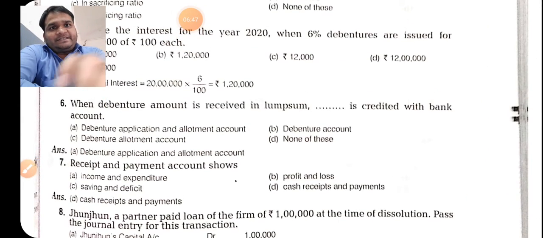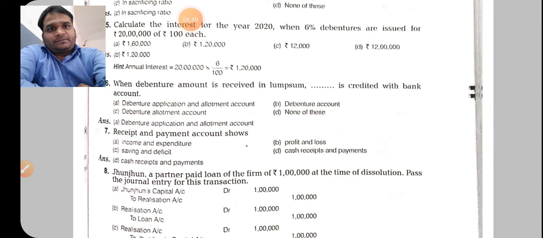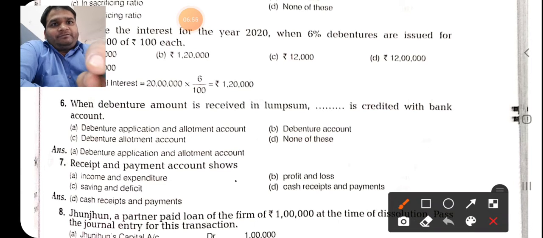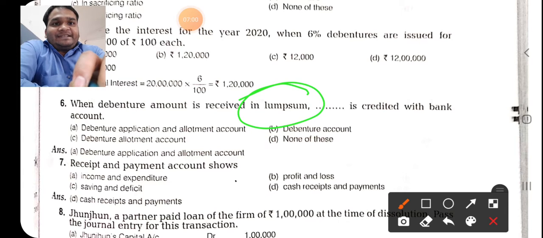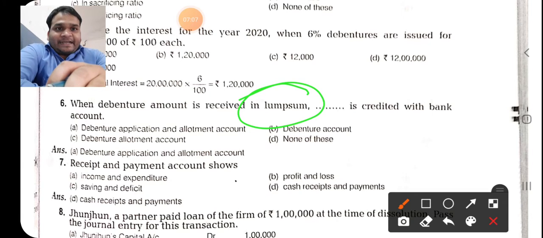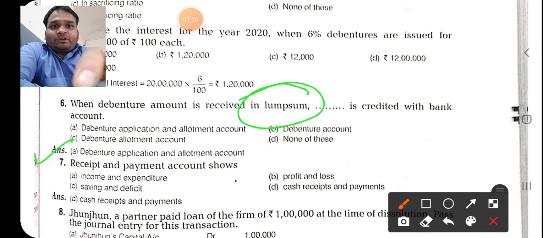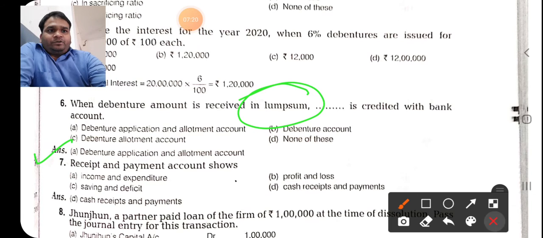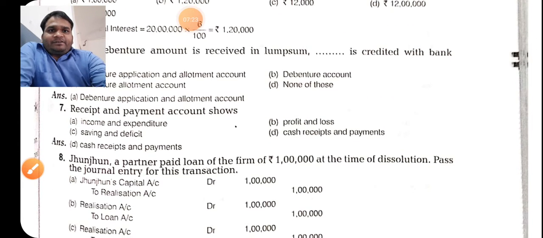It says that when the debenture amount is received in lump sum, dash is created with the bank. What is created with the bank? When the debenture amount is received in lump sum, at the time it is received, debenture application and allotment account will be created with the bank. Now let us see our next question.